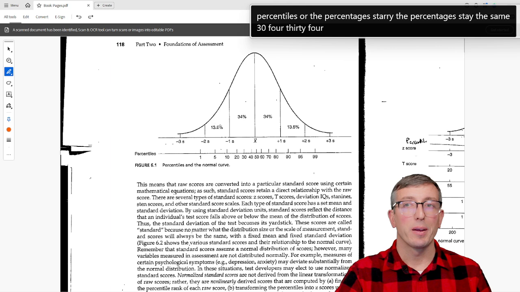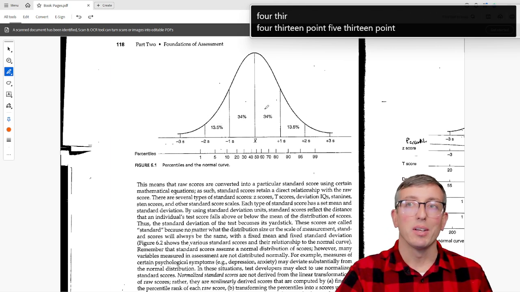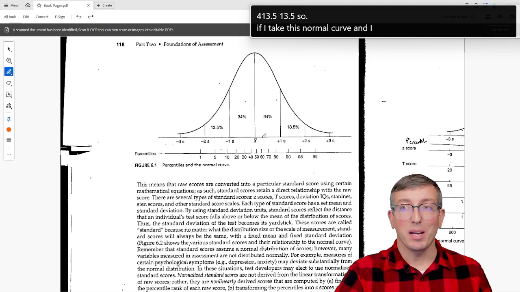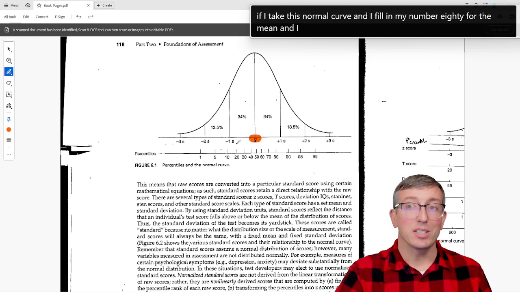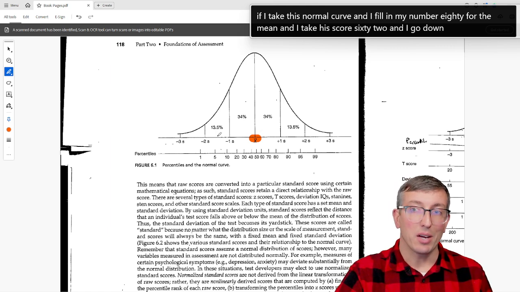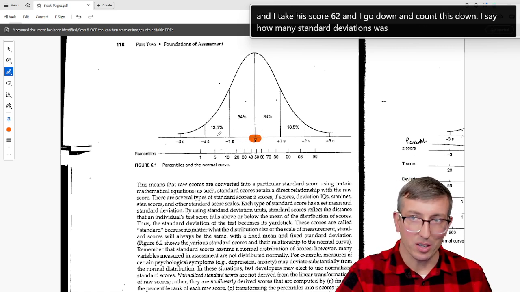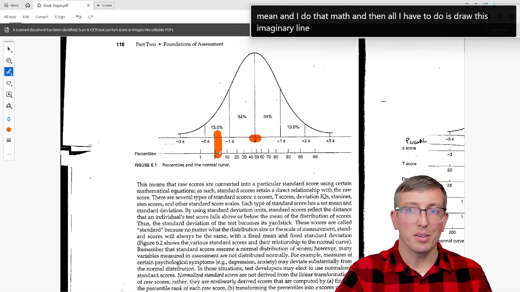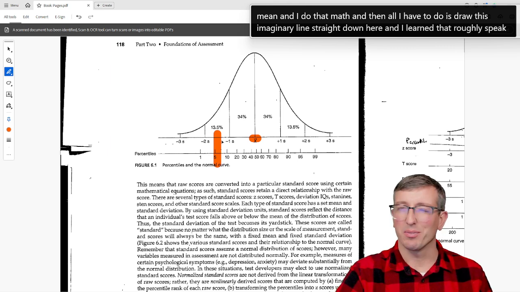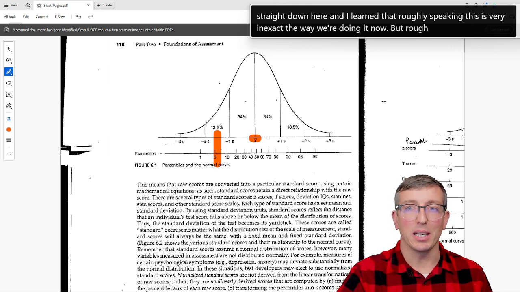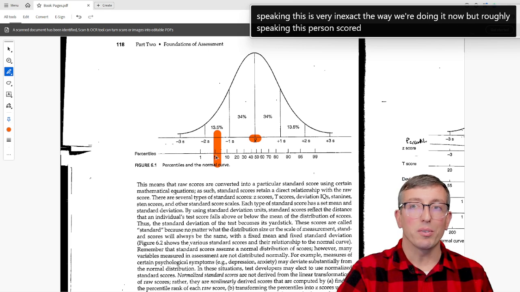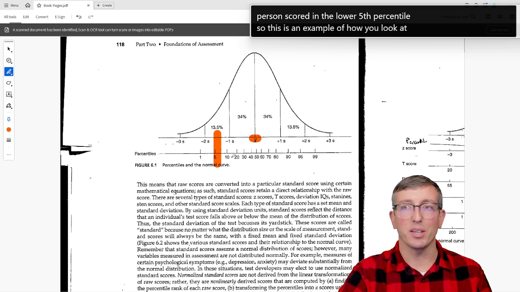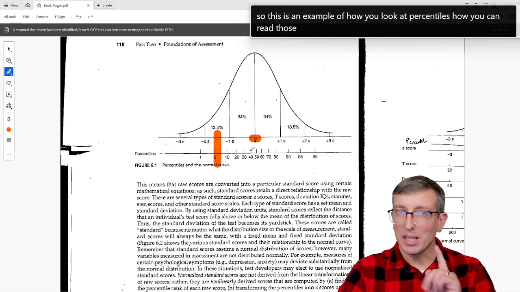34, 34, 13.5, 13.5. So if I take this normal curve and I fill in my number 80 for the mean, and I take his score 62, and I go down and count, I ask how many standard deviations was this far below the mean? And I do that math. And then all I have to do is draw this imaginary line straight down here. And I learn that, roughly speaking, this is very inexact the way we're doing it now, but roughly speaking, this person scored in the lower 5th percentile, okay? So this is an example of how you look at percentiles, how you can read those. I'll tell you what that means in just a second.